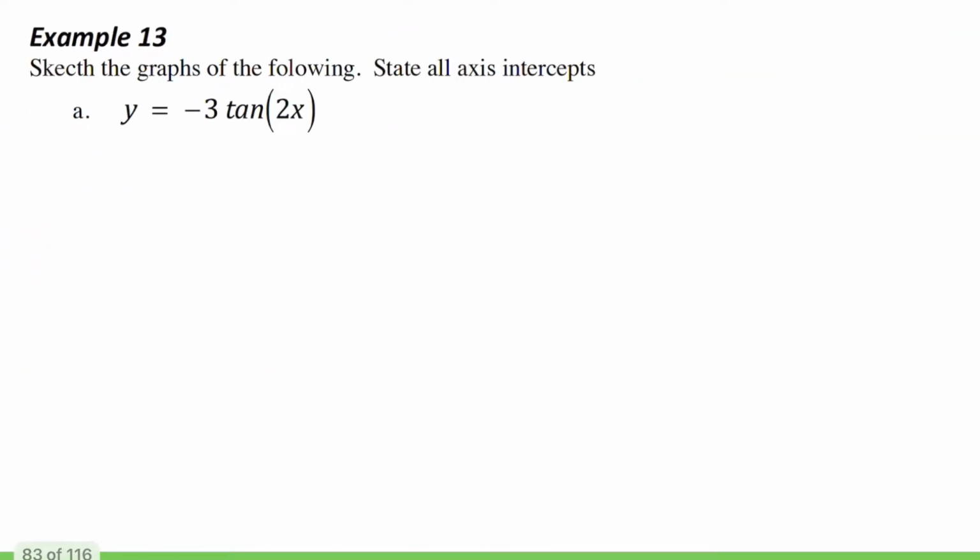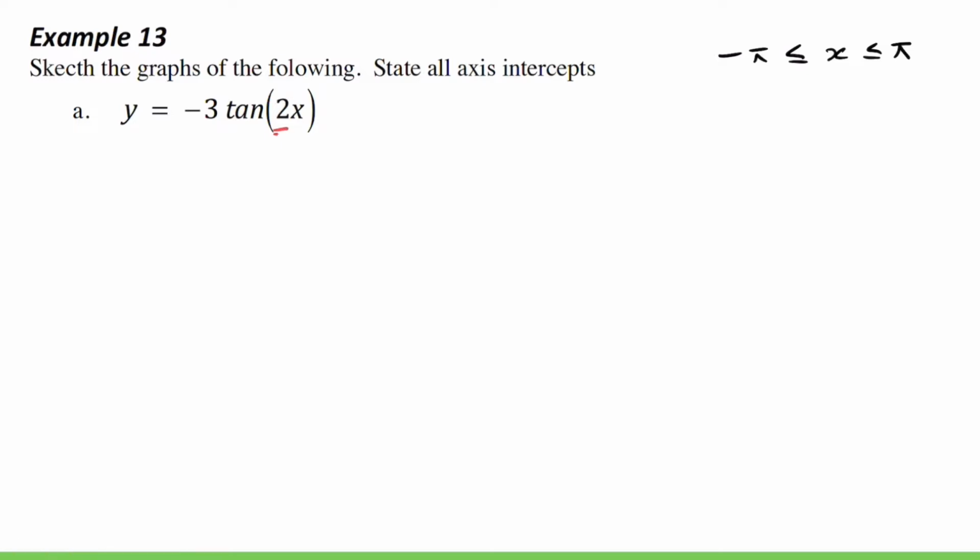So now that we have all of this information, we're going to go ahead and start sketching. So this says, sketch the graph of the following, state all axis intercepts. So what we can do here, because there's no translation up, down, left, or right, it's actually quite easy to find it given our original graph. So let's talk about our original graph. One thing I've just noticed is it hasn't really given us a domain. So I'll just say that our domain is between negative pi and pi.